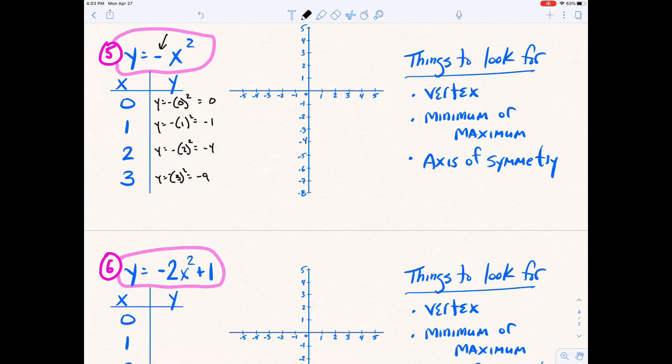Now this one's going to be a little different. So 0, 0 is right here. I'll make the dots again. So positive 1, negative 1.